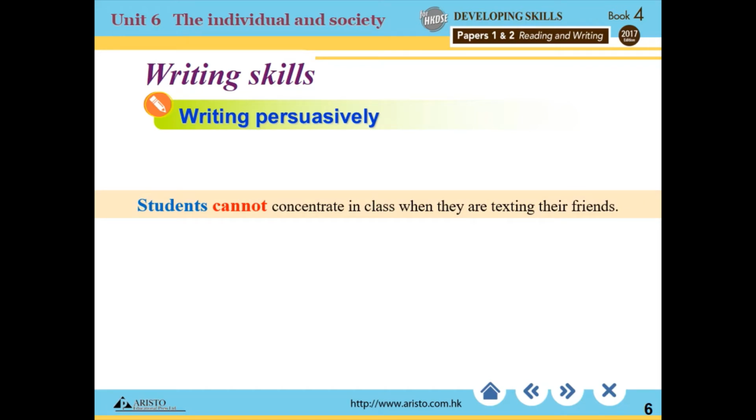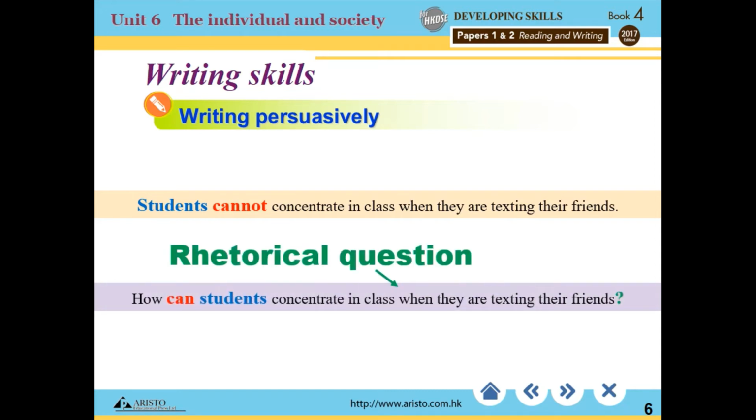Here, you see the sentence, "Students cannot concentrate in class when they are texting their friends." You'll notice that the subject of the sentence, students, is in blue, and the modal verb can is in red. When you turn a statement into a rhetorical question, you need to reverse the order of the subject and the verb. If it is a WH question, you need to use a question word, like the word how here. And lastly, don't forget to add a question mark at the end.